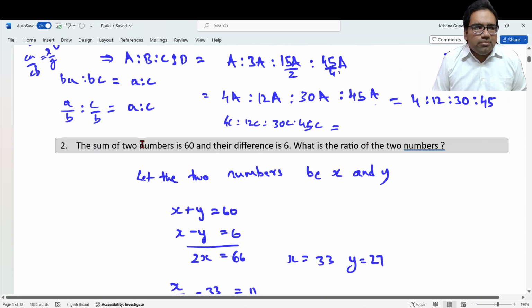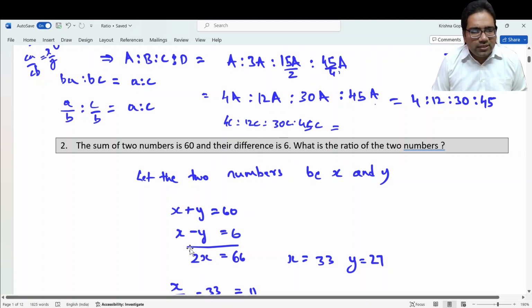Okay, let's see. The sum of two numbers is 60 and the difference is 6. What is the ratio of the two numbers? This is also an easy problem. We just need to assume the numbers to be x and y. x plus y is equal to 60. x minus y equal to 6. That is also given. So we will sum both of them together.